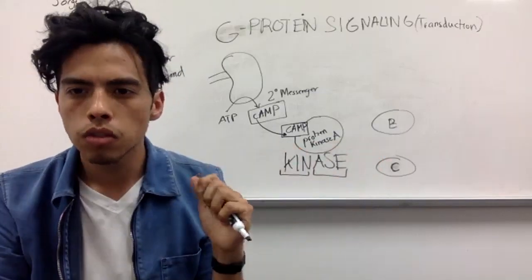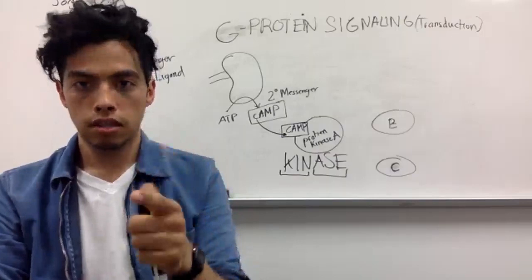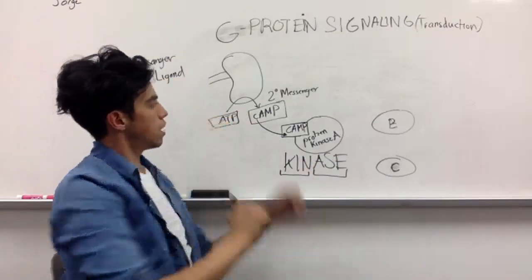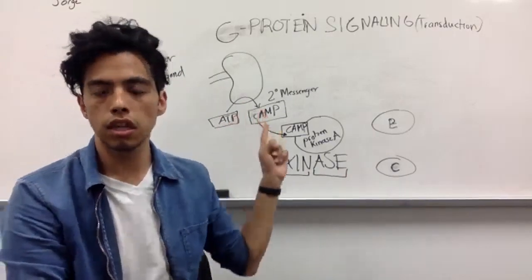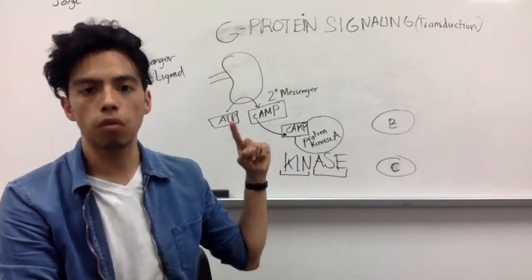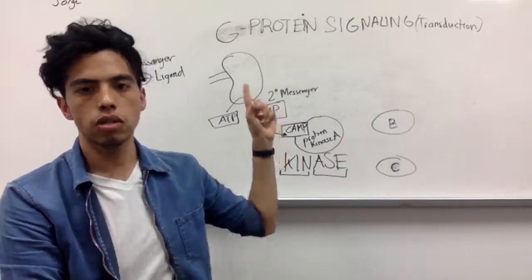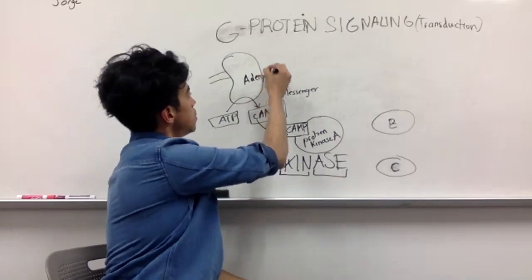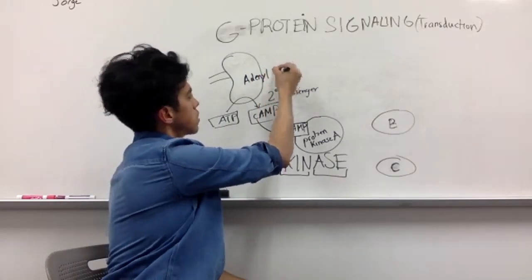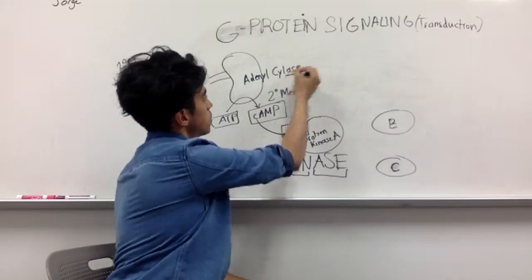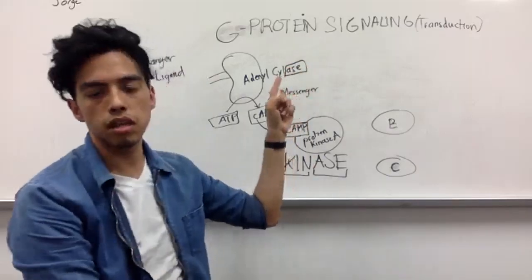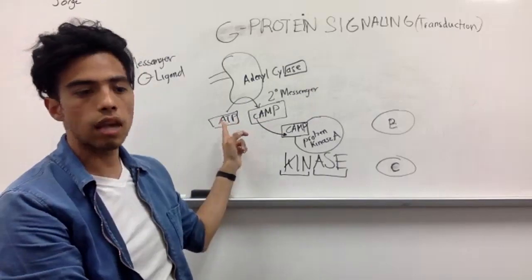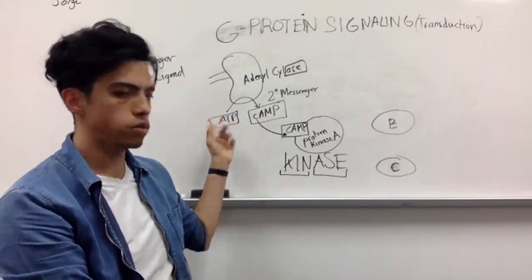We have a question. Cyclic AMP is not a protein, correct? Yeah, it's not a protein. That was a good question. Do you see how I went from ATP to cAMP? The protein that was involved in that transaction was adenylyl cyclase. Cyclase also has an -ase because it's an enzyme. But yeah, you're right. ATP is not a protein.